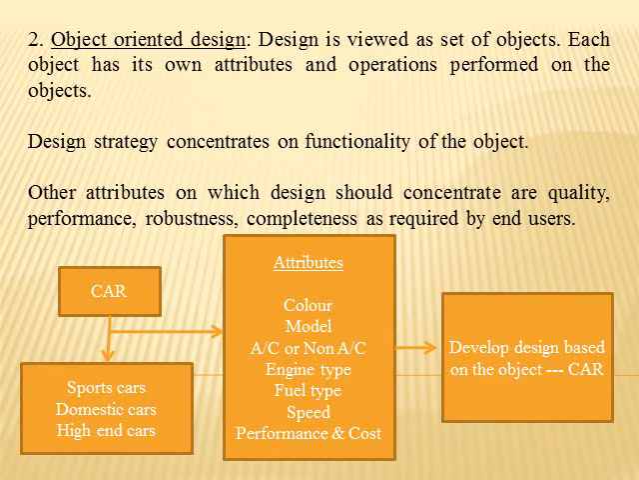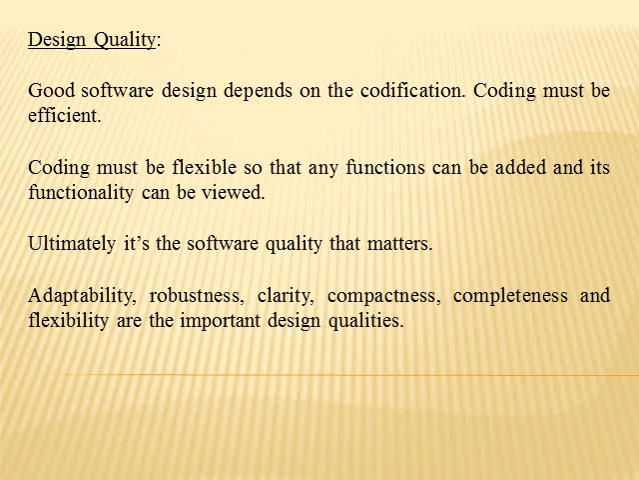Then object oriented design. Here if you have a car, what things does it have? It has three types: the attributes and the functions it has, all these things we have to mention in the OOPS concept, like object oriented design. And what is the design quality? It has to be efficient, and it has to be very flexible. It has to have adaptability, robustness, clarity, all has to come under it.